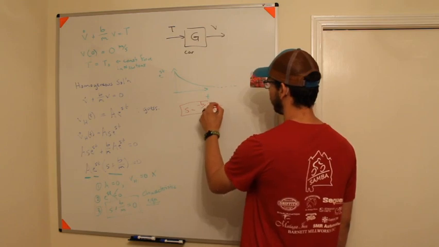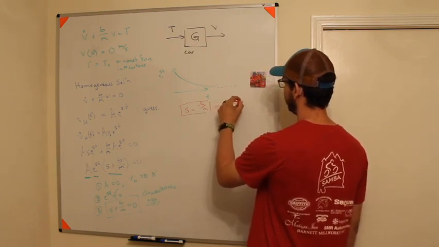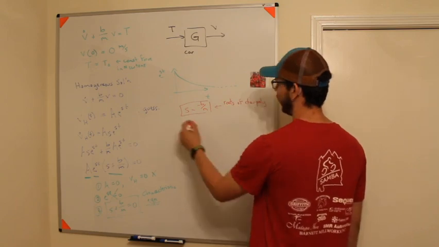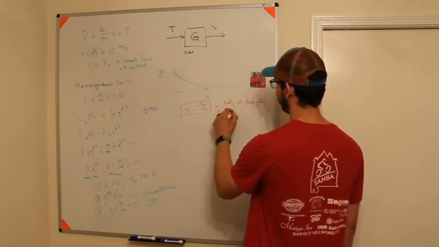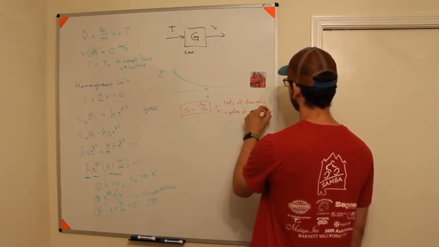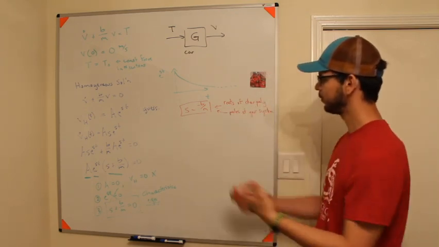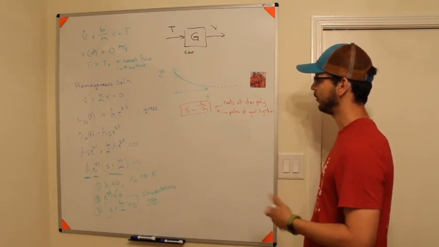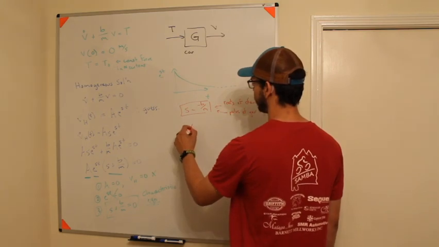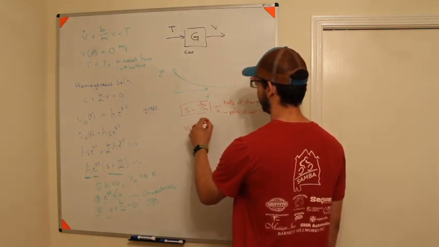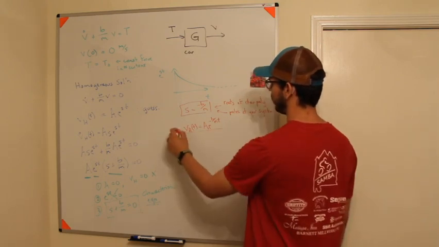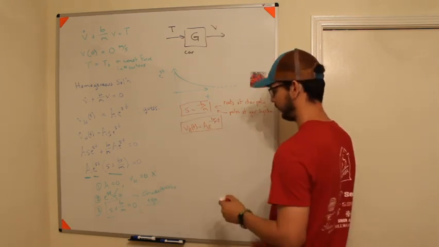And these are typically called the roots of your characteristic polynomial. And it's also called the poles of your system. And poles will make sense later on in the semester, but for now, we're just going to call them roots of the characteristic polynomial. So what you end up getting is that v homogeneous of t is a e to the negative b over m t. Cool? So we can sort of box that and save that for later.